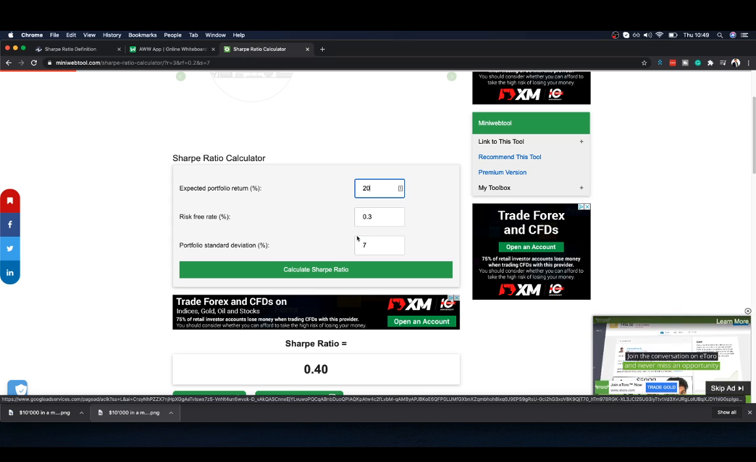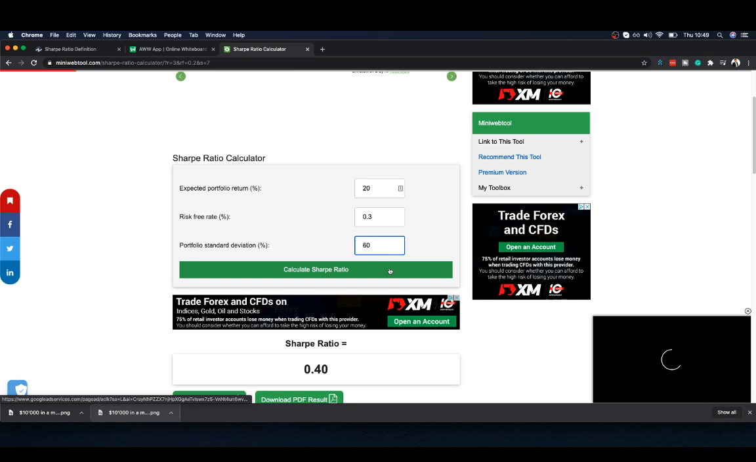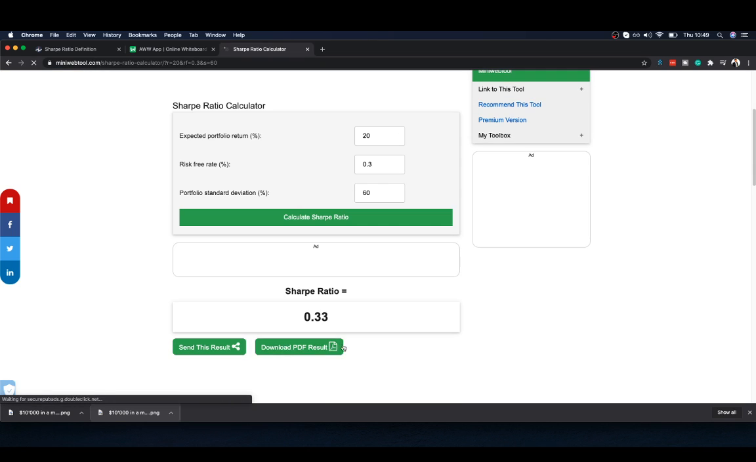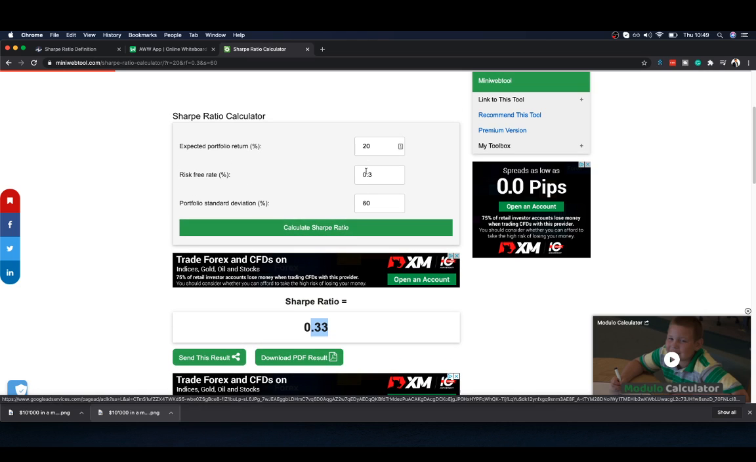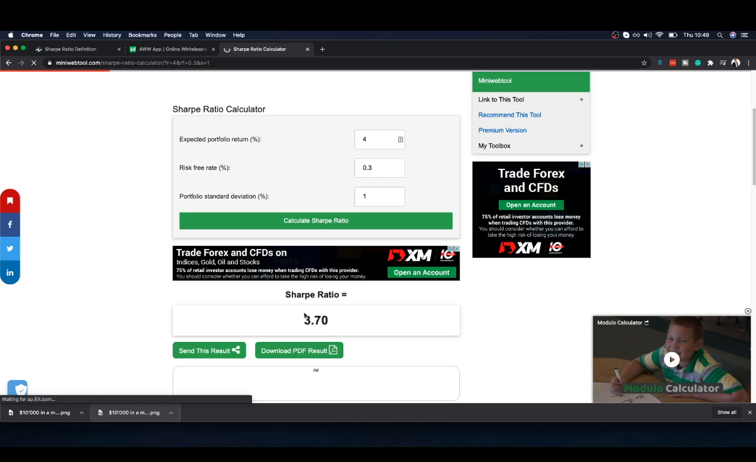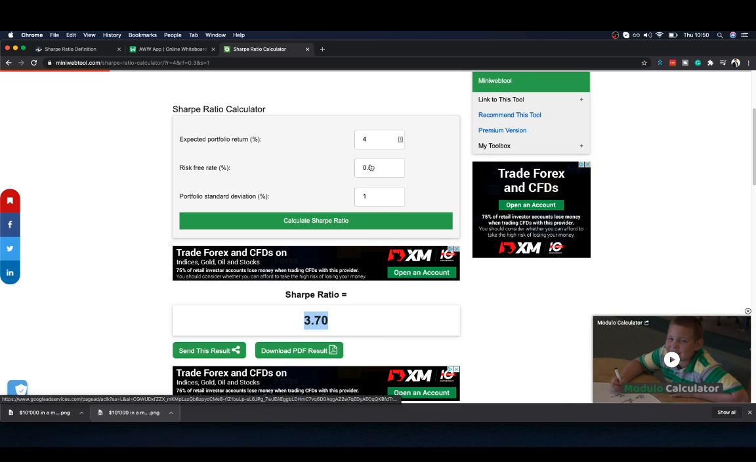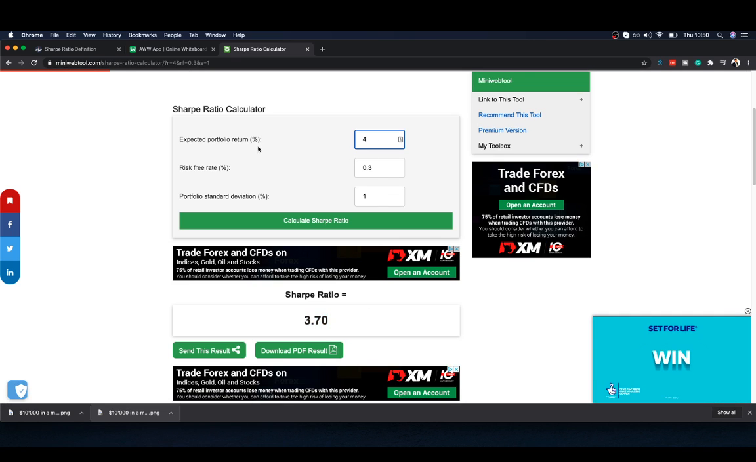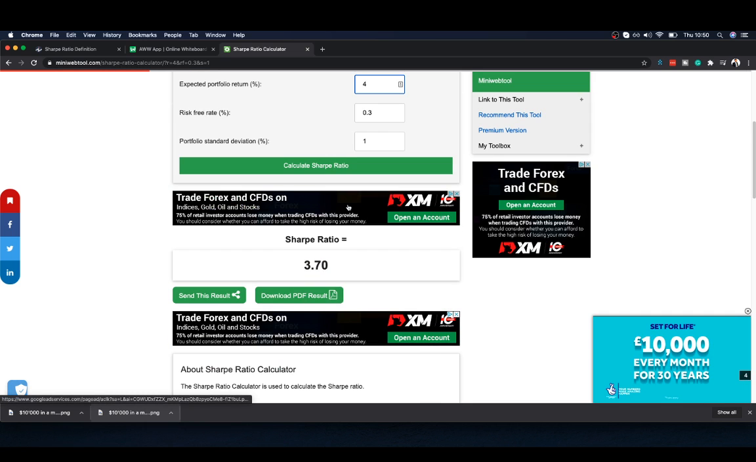One is doing 20% return and is risking 60% of his capital, which is massive, and you get a Sharpe ratio of 0.33. On the other hand, you have someone that produced 4% return and is risking just 1%. Now you have this massive Sharpe ratio. So you should prefer this guy, the 4% guy.